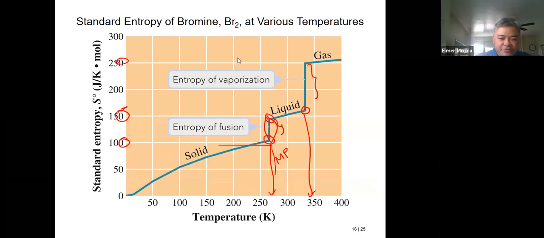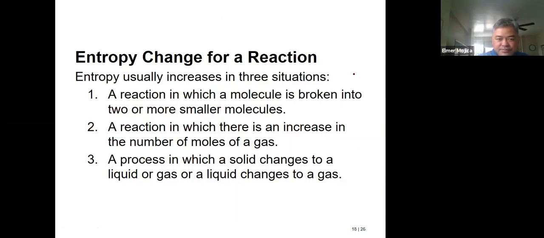So another thing that you need to remember, entropy change for a reaction. Entropy usually increases in three situations. A reaction in which a molecule is broken into two or more smaller molecules. A reaction in which there is an increase in the number of moles of a gas. And a process in which a solid changes to a liquid or gas, or a liquid changes to a gas. So those are situations wherein your entropy will change.